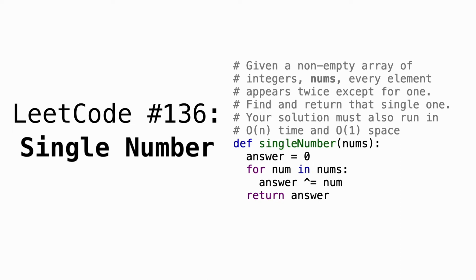We are given a non-empty array of integers called nums, where every element appears twice except for one. Our goal is to find that single number and return it. In addition, our solution must also run in O(n) time and O(1) space. So let's say this is the array that we are given.